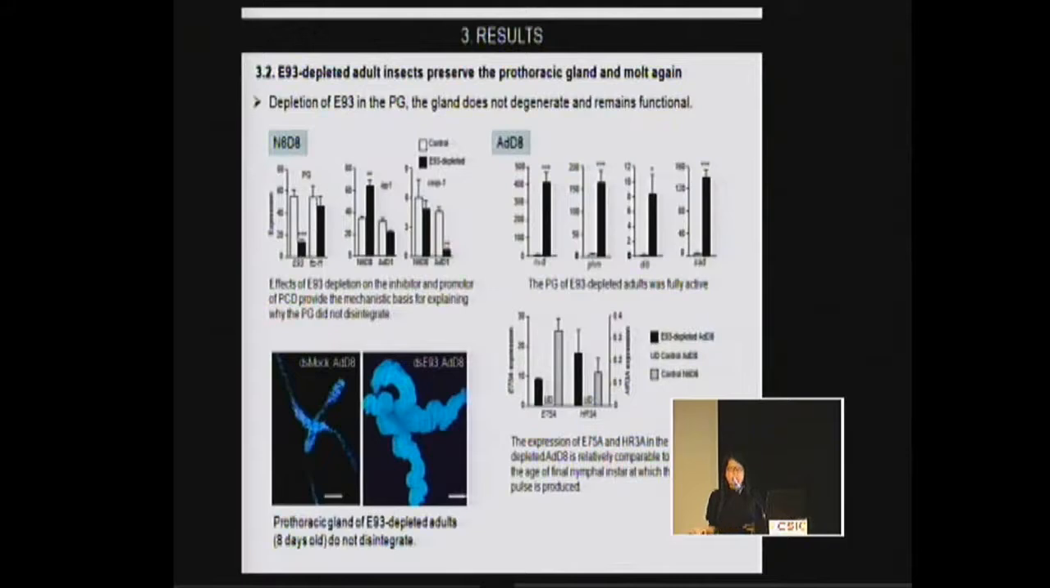And the genes for ecdysone-dependent E75A and HR3A were also expressed at the highest level, compared with the control, in which we cannot detect the expression of those two genes in the normal adult. And the level is more or less comparable with the expression in NIM6D6, which is the day that the insect produces the pulse of ecdysone for molting.